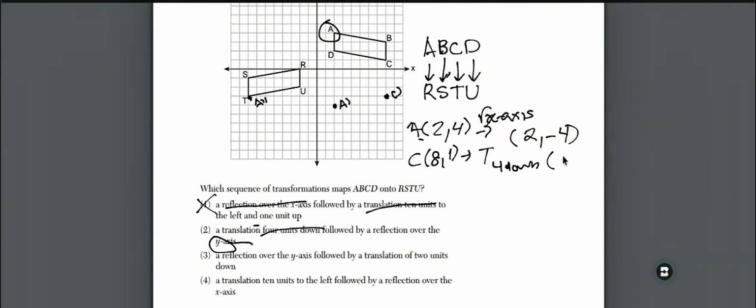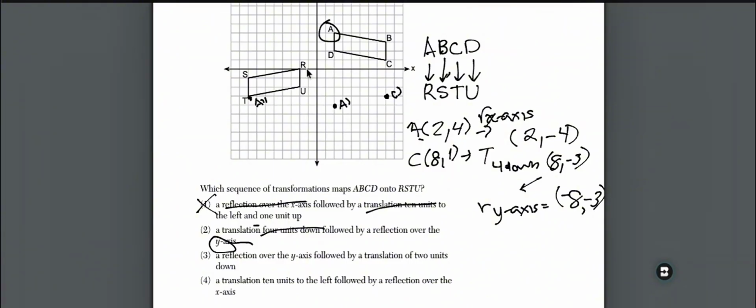I'm at 8, -3. Now it says a reflection over the y-axis. Reflection over the y-axis is going to mean that I'm going to change my x to a negative, or negate it, and I'm going to keep my y the same. So that means that I'm now at -8, -3.